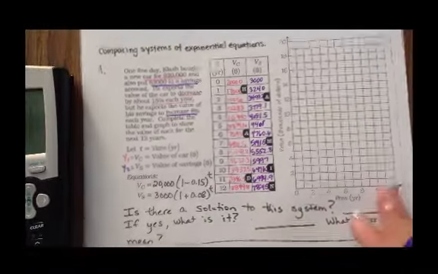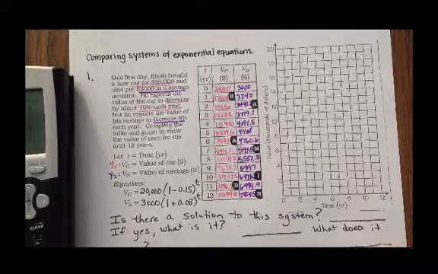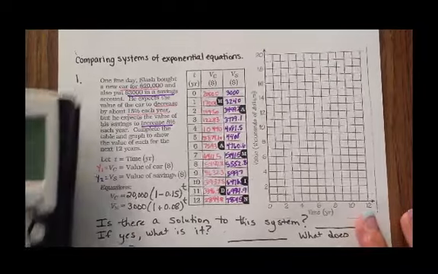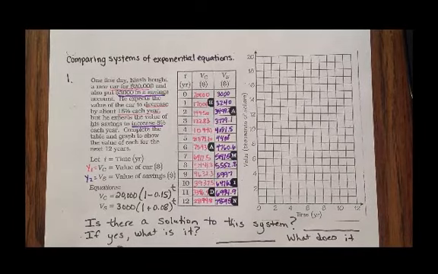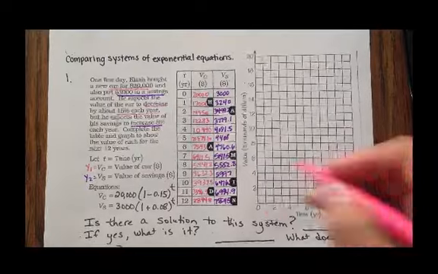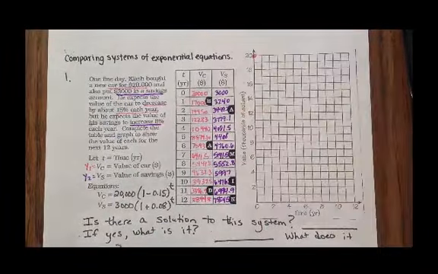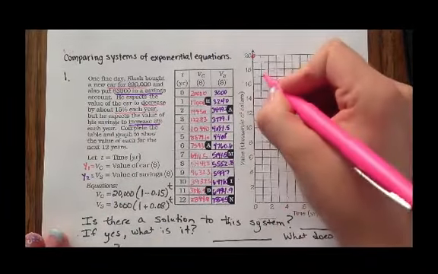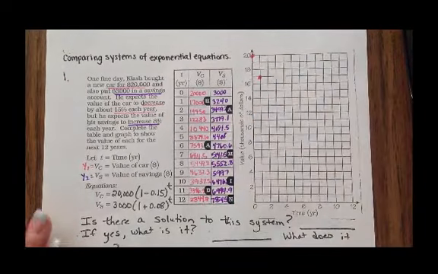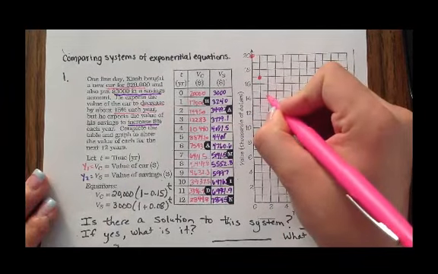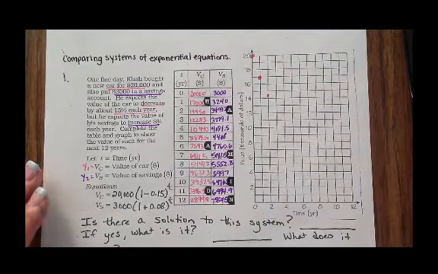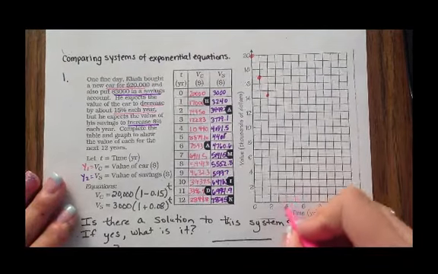We want to know if there's a solution to this system. So in order to find that, we want to graph these values. I'm going to keep the corresponding colors. So for the car, I'm going to graph it in pink. At 0, we're up at 20,000. At 1, 17,000, and so on. So I'm going to take the time to graph each of these values. You'll notice that some of these numbers are not exact, so we're going to have to estimate.